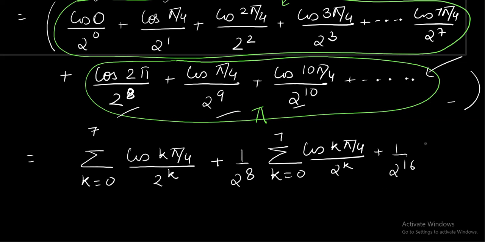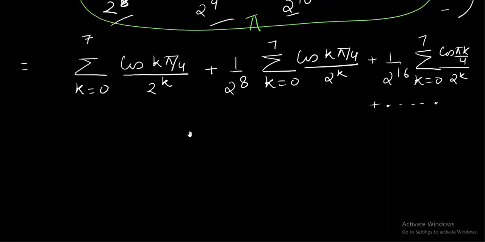I have taken 2 power 16. Now numerators are same, so we will be getting the same term once again, cos(kπ/4) upon 2 power k, and you keep on writing it like this till infinity. So basically the question is almost finished.